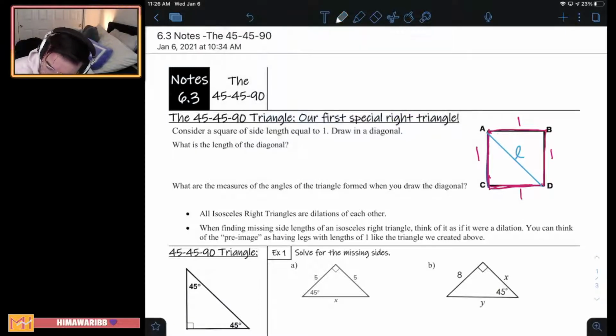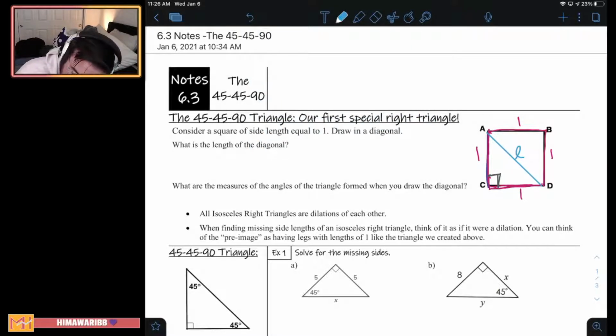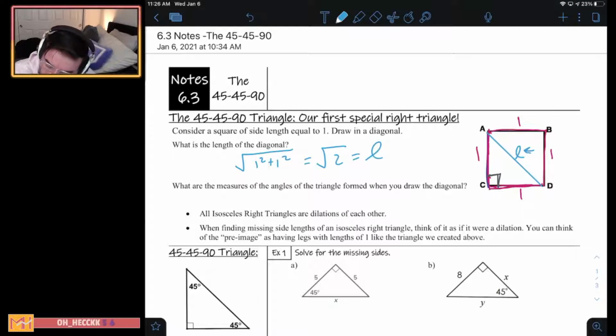Well, we know that this is a right triangle because, of course, all four corners of a square are right angles. And what did we just do in the previous video? We used the Pythagorean theorem. So let's do that. So the square root of 1 squared plus 1 squared, right? Because we're trying to find the hypotenuse. So the square root of leg squared plus leg squared. So that's the square root of 2. So L is root 2 long.